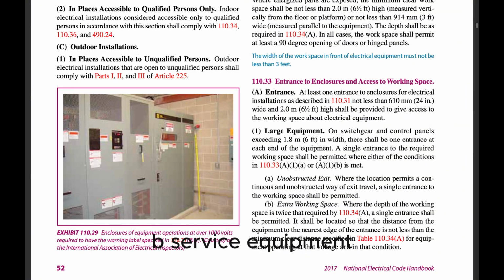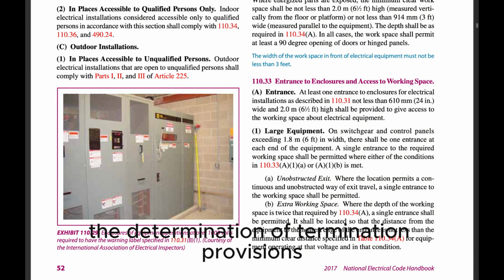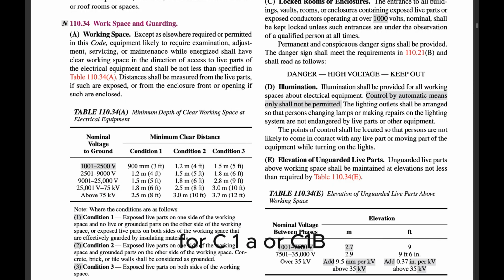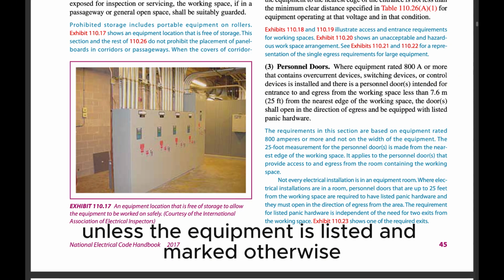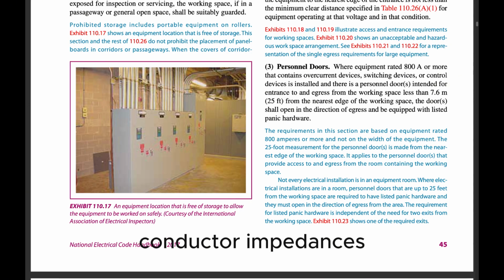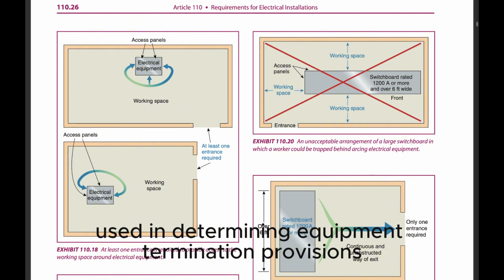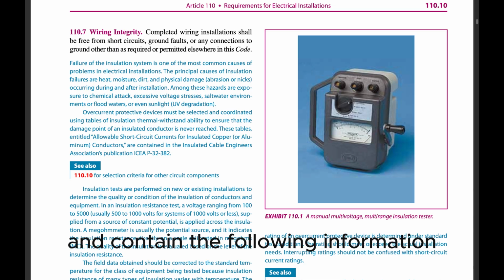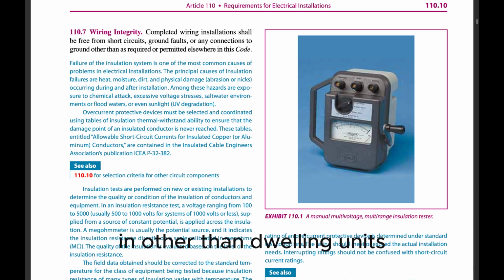(B) Service equipment. The determination of termination provisions of equipment shall be based on 110.14(C)(1)(a) or (C)(1)(b). Unless the equipment is listed and marked otherwise, conductor ampacities used in determining equipment termination provisions shall be based on Table 310.15(B)(16), and contain the following information in other than dwelling units.